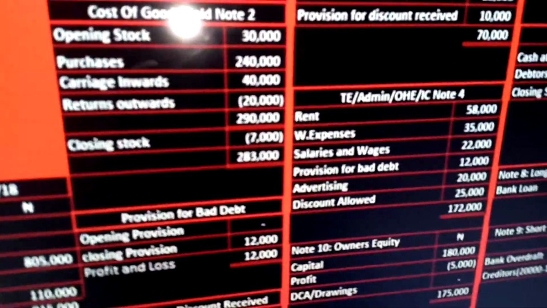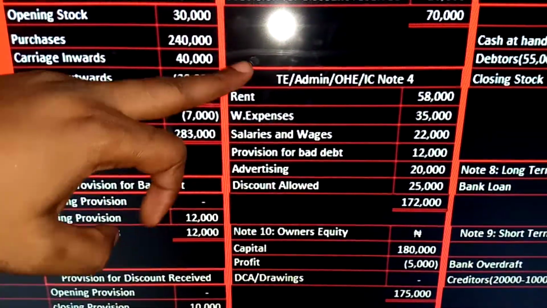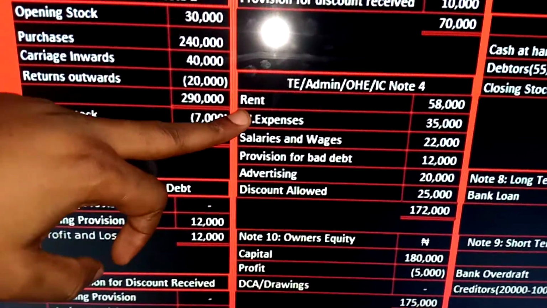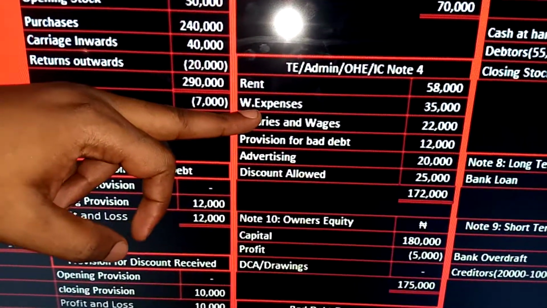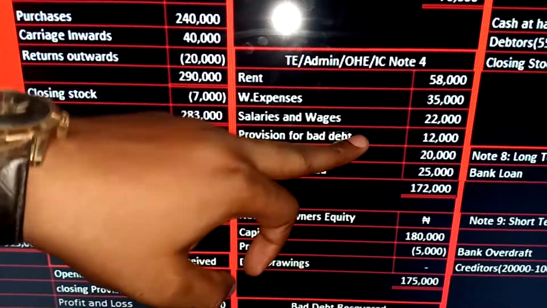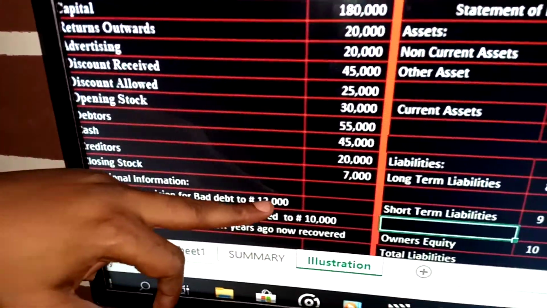Note 4 will tell us how we got the 172,000. These are the notes. Rent is in the question. Salaries expense. Warehouse expense. Salaries and wages is in the question. Provision for bad debt is an adjustment. So let's go. They said increase provision for bad debt to 12,000.